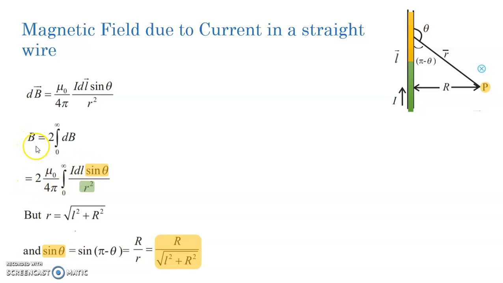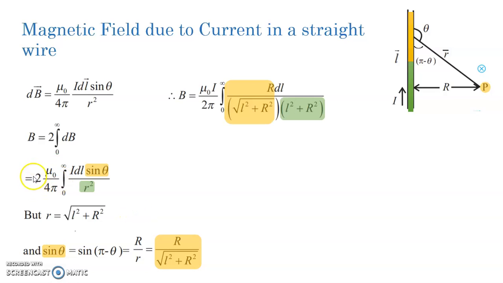In this formula for B, let us substitute sine theta is equal to r divided by square root of L square plus R square, and small r square is equal to L square plus R square. Also in this formula, 2 will get cancelled out. B is equal to mu naught I divided by 2 pi integration 0 to infinity. Instead of sine theta, we have substituted it as r divided by L square plus R square, and instead of R square, we have substituted it as L square plus capital R square multiplied by dl.